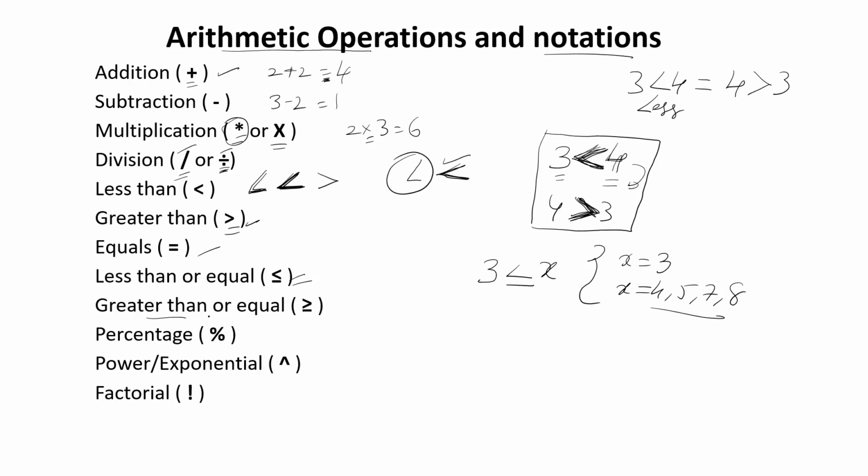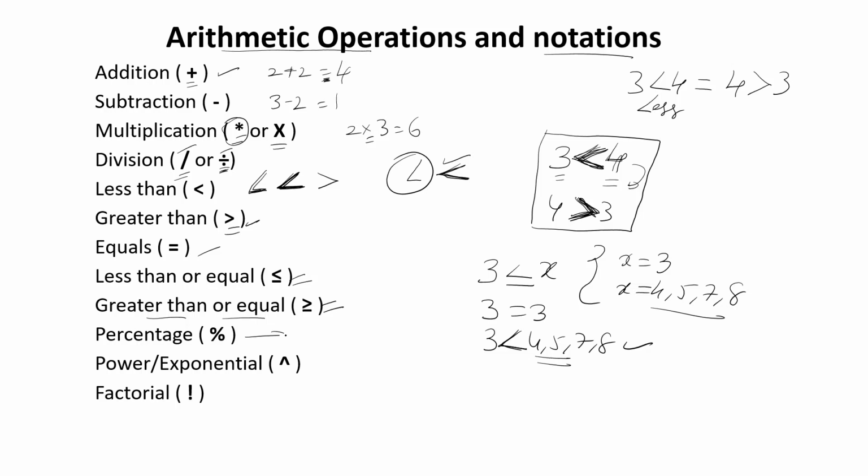So now what is the greater than or equal to? That means 3 equal to 3, or 3 is less than 4, 5, 6, and so on. Any number I can write. Now it is similar to greater than, because the open side should be on the larger side.